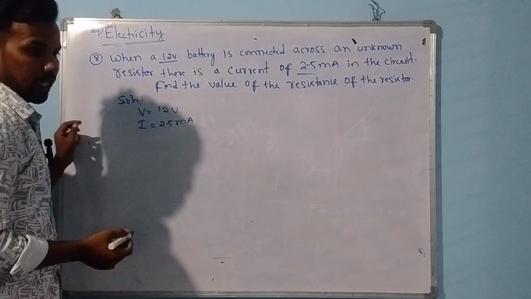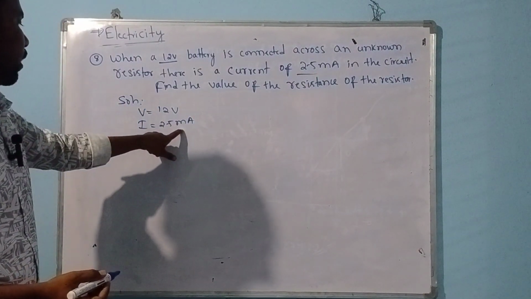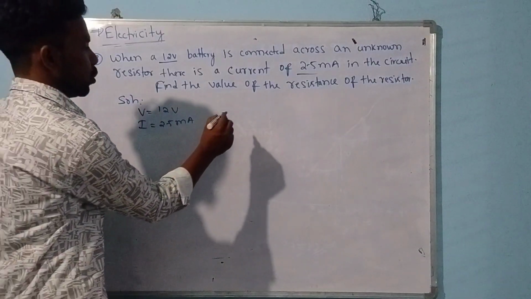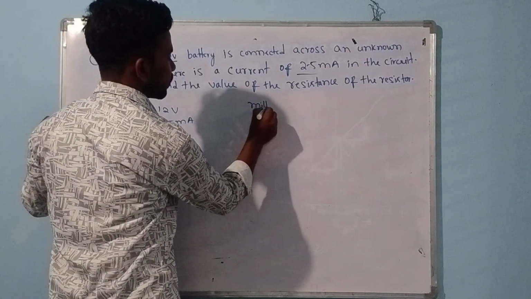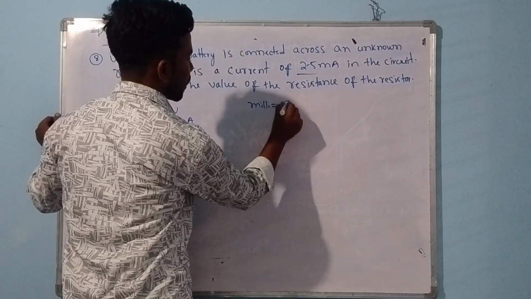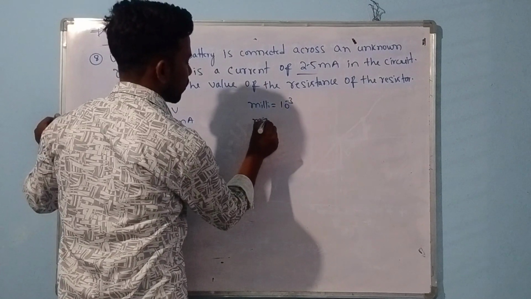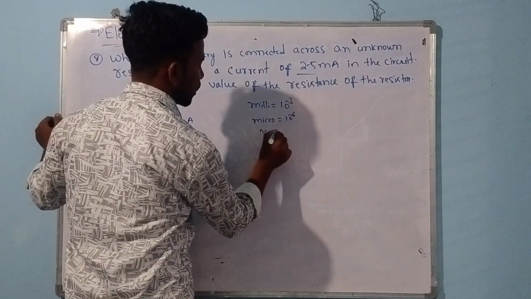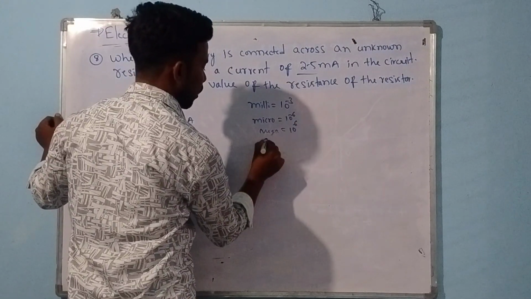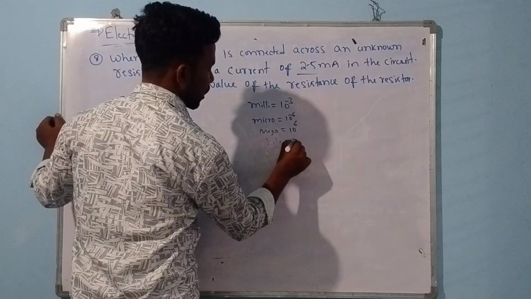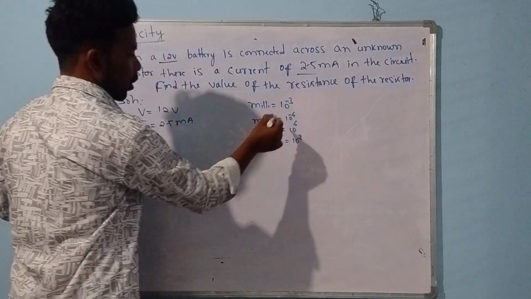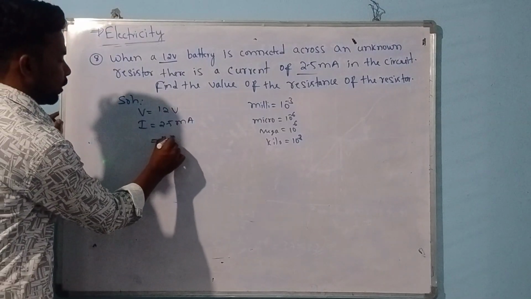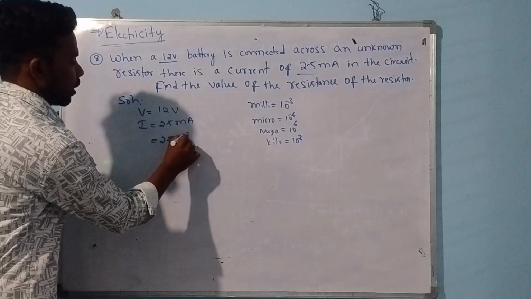This question is easy when you know this milli, and how to convert it into SI. Otherwise it is difficult. Milli means 10 to the power minus 3. Micro means 10 to the power minus 6. Mega means 10 to the power 6. Kilo means 10 to the power 3. These four at least you should know. So this one is 2.5 into 10 to the power minus 3 ampere.